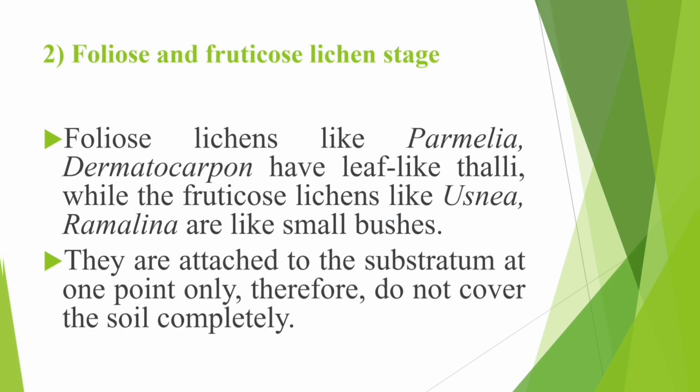Next, the foliose and fruticose lichen stage. Foliose lichens like Parmelia and Dermatocarpon have leaf-like thalli, so they are called foliose lichens. While fruticose lichens like Usnea and Ramalina are like small bushes. They are attached to the substratum at one point only, therefore they do not cover the soil completely as crustose lichen does.